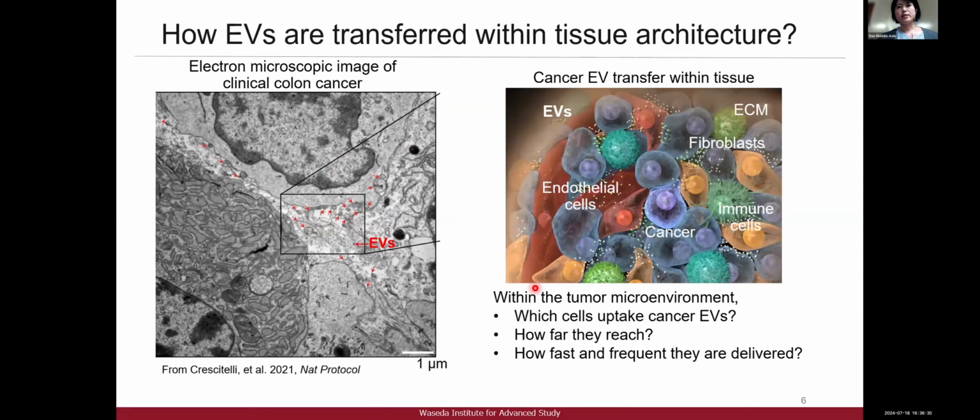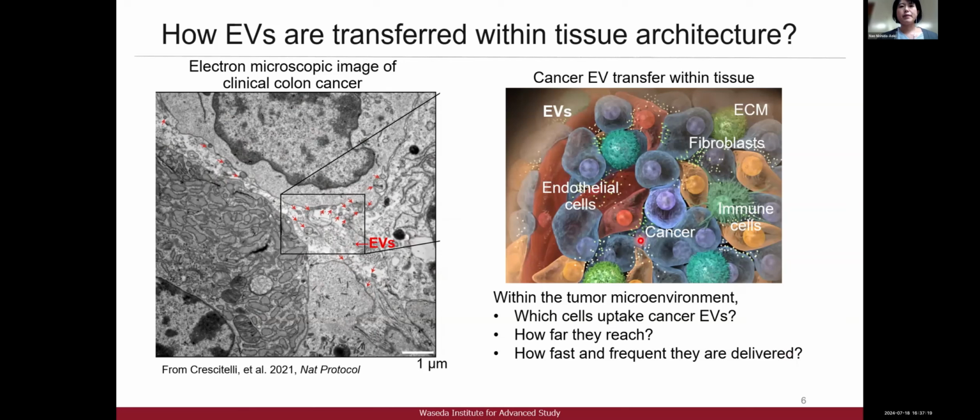So my research question at WIAS is how cancer EVs are transferred within these tumor tissues. This is an electron microscopy image of colon cancer patient tissues. This shows one cell, and this shows another cell. The red arrows, I don't know if you can see them here, are all EVs secreted from these cells. You can see that the EVs are secreted towards the small intercellular space of these tightly packed tumors. And this is a schematic of the tumor tissues.